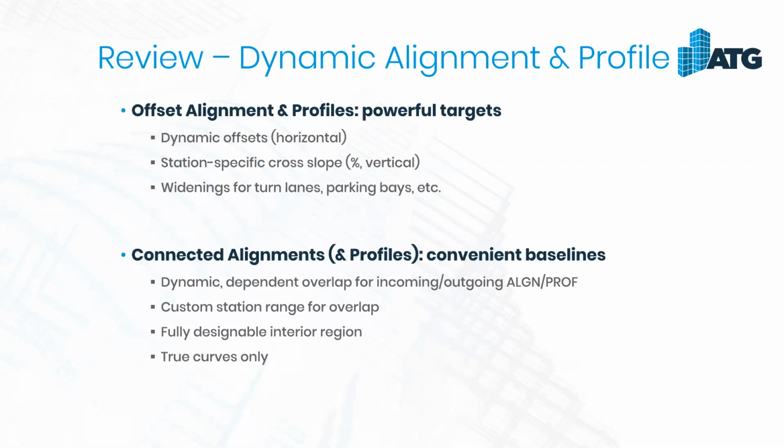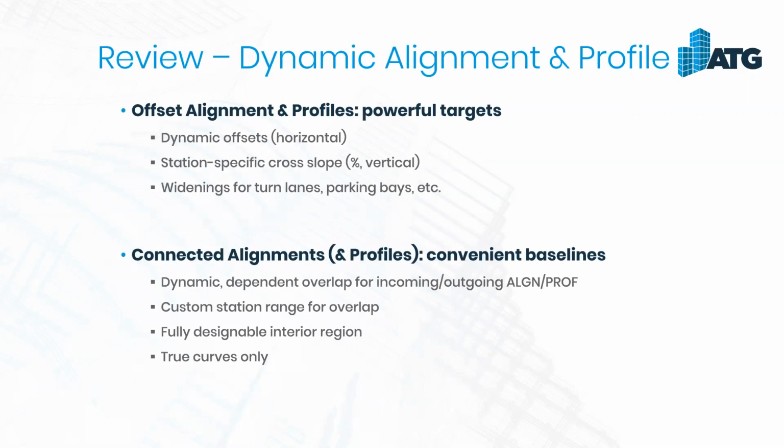For connected alignments, these are great because it's dynamic and it's a dependent data relationship whenever we're overlapping that incoming or outgoing alignment and profile. So this means that we're not just limited to a 10-foot range. We can take this connected alignment, we can run it all the way to the end of one of the alignments that it's going off of. And we'll see where that's going to come into play here a little bit later. And that's that custom station range for that overlap.